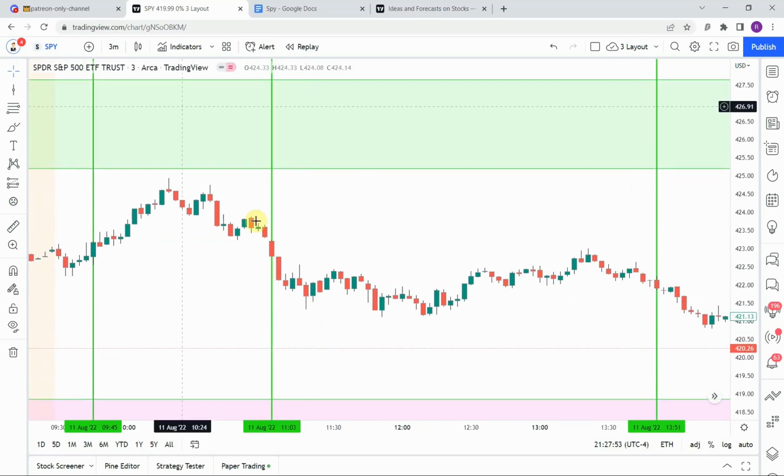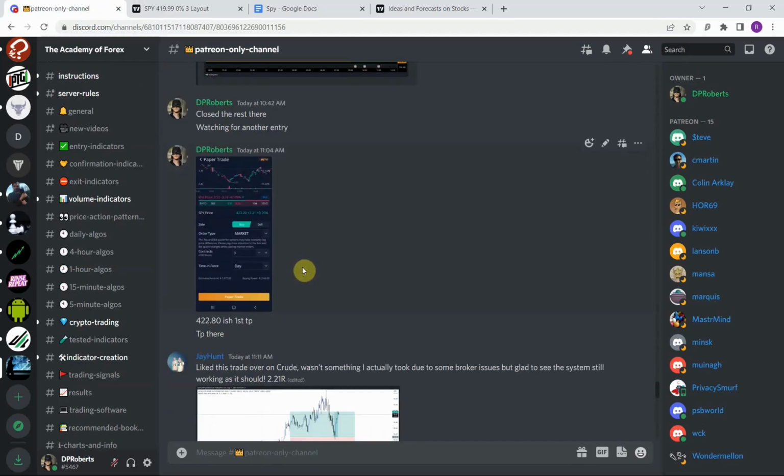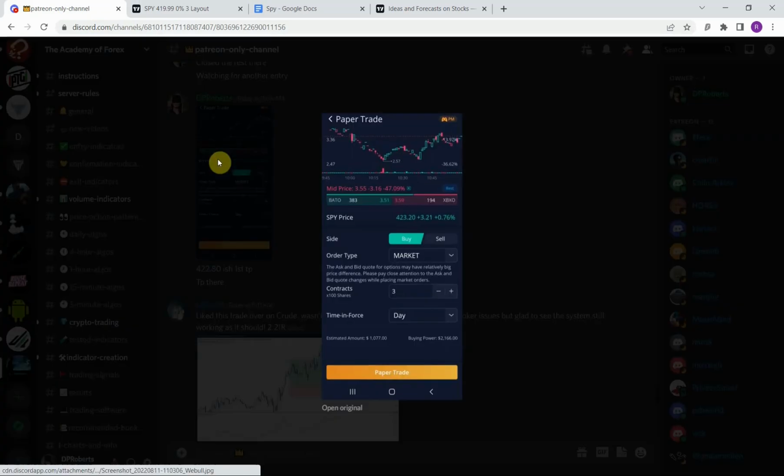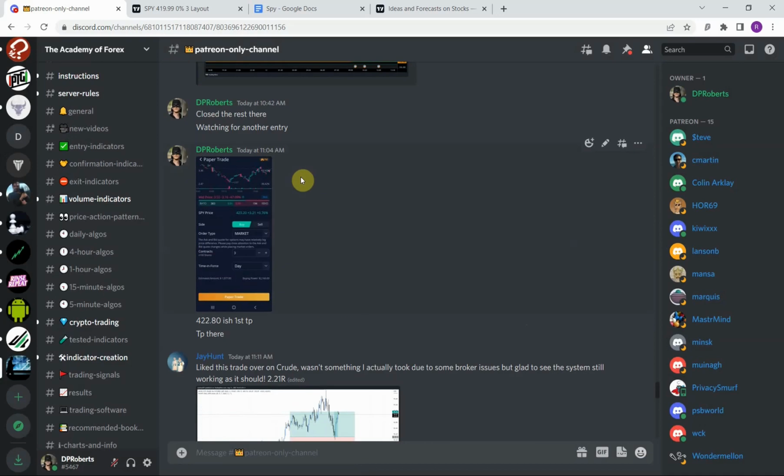And as it did, I went ahead and took the first take profit. See right here, I said that I closed the rest of my longs there, and I said that I was watching for another entry. And you see here at 11:04, I said that I was going to jump on these puts. I don't think I actually called it out as puts. My mistake.